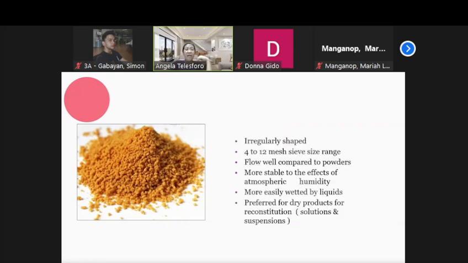So granules are irregularly shaped. So when we sieve them, they can pass through a number 4 to number 12 sieve size range. They flow well compared to powders. That is why in the making of tablets, ang imong mga powders nga gi-mix together, your paracetamol and all other excipients, i-granulate na siya before siya ihimong tablet because the flowability of your powder is better. And they are more stable to the effects of atmospheric humidity. This is very important. They are easily wetted by liquid.